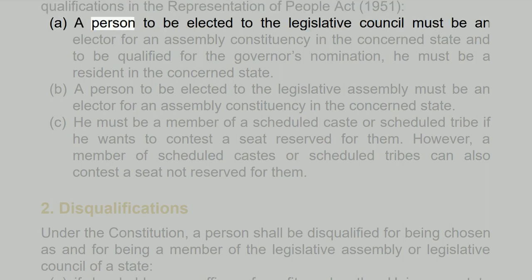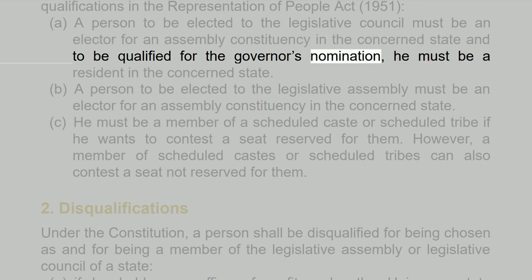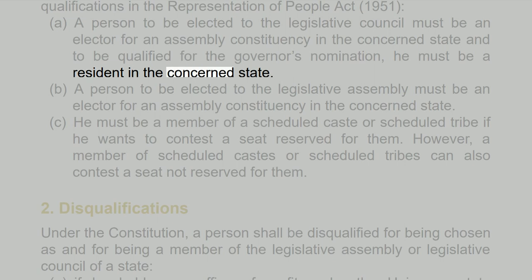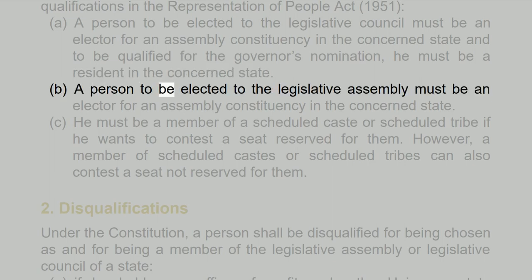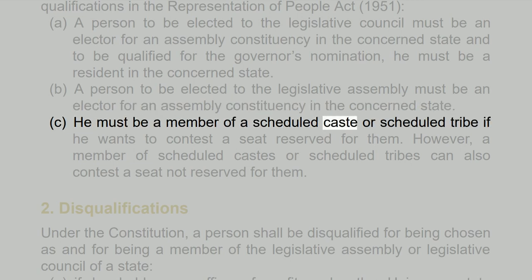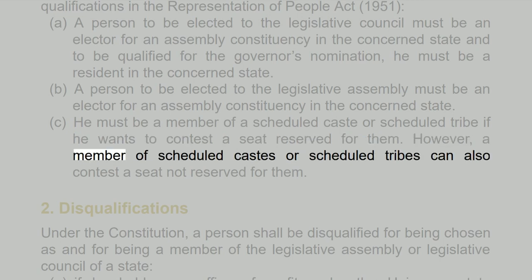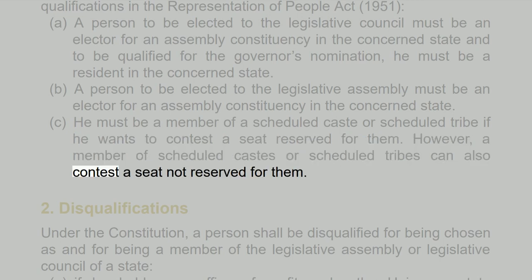A. A person to be elected to the Legislative Council must be an elector for an assembly constituency in the concerned state, and to be qualified for the governor's nomination, he must be a resident in the concerned state. B. A person to be elected to the Legislative Assembly must be an elector for an assembly constituency in the concerned state. C. He must be a member of a scheduled caste or scheduled tribe if he wants to contest a seat reserved for them. However, a member of scheduled castes or scheduled tribes can also contest a seat not reserved for them.